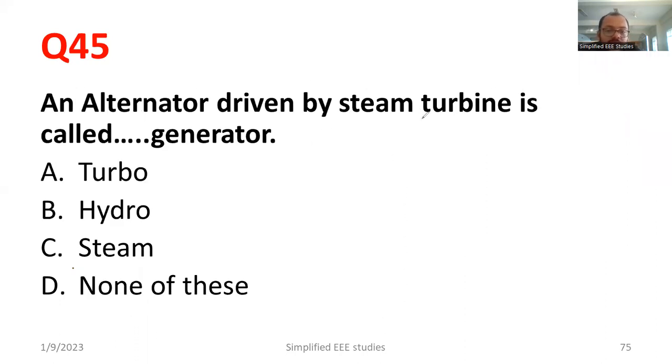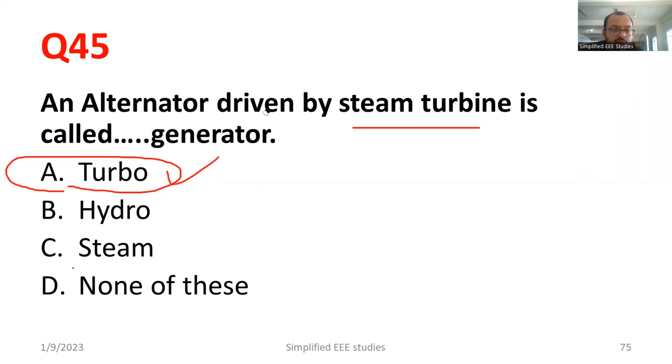An alternator driven by the steam turbine is called, which is the right answer? For steam turbine, it is turbo alternator. It's a non-salient pole type alternator. The salient pole type alternator can be used for hydro. There are two types of alternator, non-salient pole type and salient pole type. Salient pole type alternator is suitable for low speed application, whereas non-salient pole type alternator is suitable for high speed application. For steam turbine, high speed is required. So for steam turbine, usually we go for turbo type alternator.